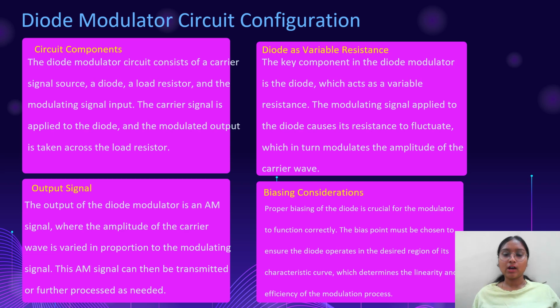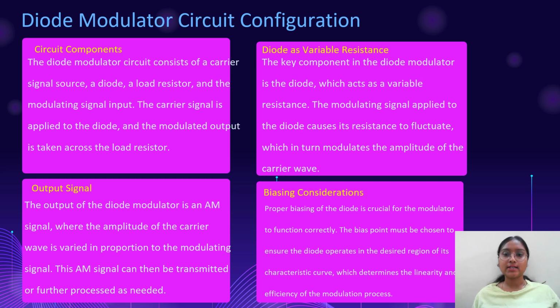Diode modulator circuit configuration. First one is circuit components. The diode modulator circuit consists of a carrier signal source, a diode, a load resistor, and the modulating signal input. The carrier signal is applied to the diode and the modulated output is taken across the load resistor.